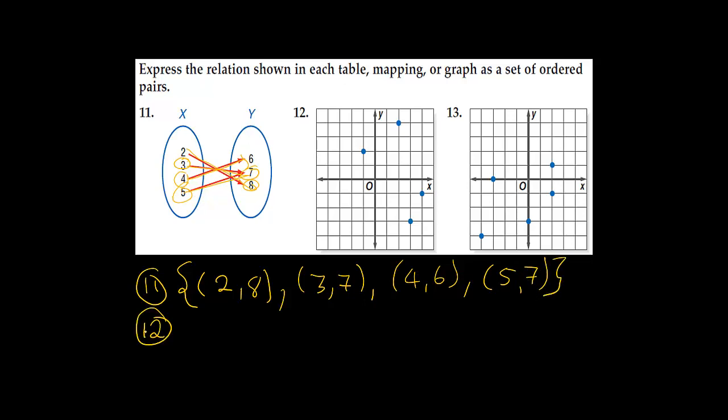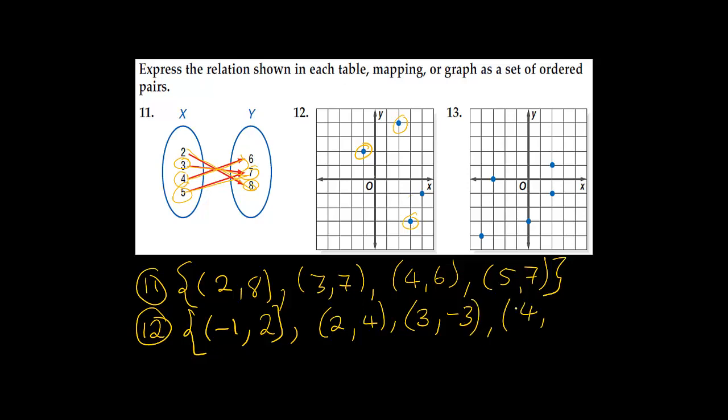Let's do question 12. So I'm going to take it one spot at a time. Let's start with that point. Open curly brackets and then round bracket. This is minus 1 x value and my positive 2 y value, comma. Let's do the next point. This is x is positive 2 and y is positive 4, close, comma. The next point, x is positive 3 and y is negative 3, 1, 2, 3, correct? And the last one is x is 4 and y is negative 1, close bracket.